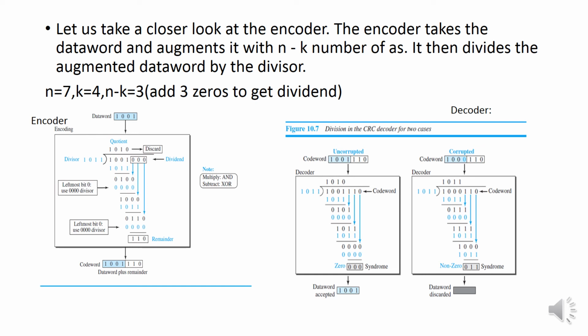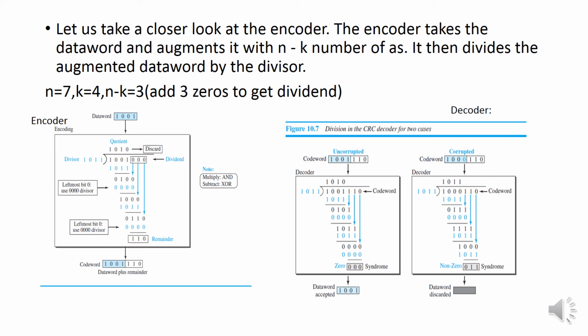Now we'll check what happens on the decoder side. We'll take two cases. One is where an uncorrupted message is received at the destination, which means the same code word is received. Take the same code word and perform the division operation considering the divisor as 1011, with the multiplication as the AND operation and the subtraction as the XOR operation, and get the remainder. If an uncorrupted message is received at the receiver side, we'll get the syndrome as 000. So that is case 1.